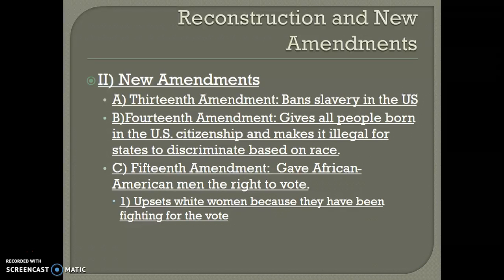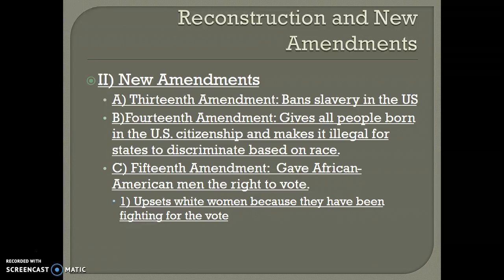From there, we have the radicals and Republicans in Congress, which were the far left side of the Republicans at this time, who believed in equality among the different races, which was considered a radical perspective at that time. So they put through three major amendments. They have the 13th Amendment, which bans slavery and involuntary servitude in the United States unless it's used as punishment, for example, in prison or jail.